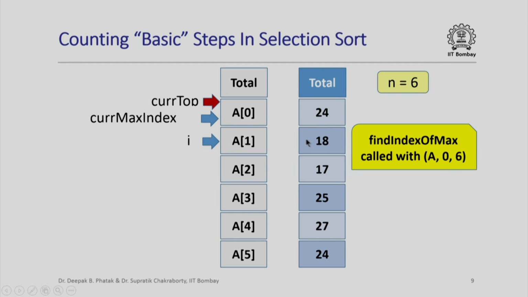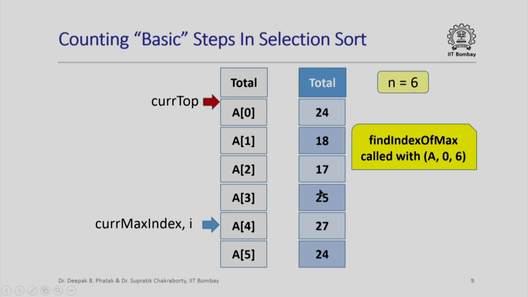And then because 18 is not greater than or equal to 24, current max index would stay here. So I would have done this comparison, comparing 18 with 24, but because 18 is not greater than or equal to 24, current max index would stay here, but I would increment. 17 is not greater than or equal to 24, so current max index would stay there and I would increment, but 25 is greater than or equal to 24, so current max index would increment along with I. Current max index would be updated along with the incrementing of I.